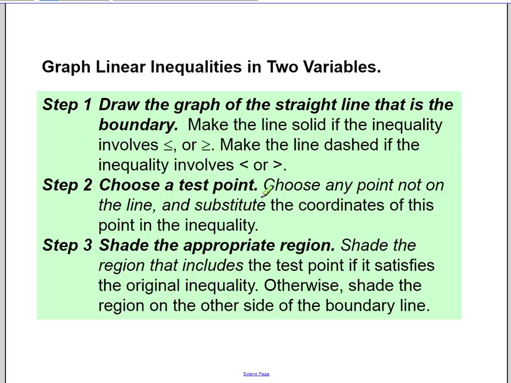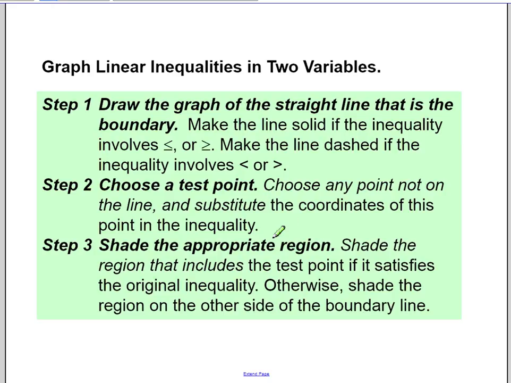Now, you want to choose any point that's not on the line and substitute the coordinates of this point into the inequality. And one point, which I tend to choose most often, is the origin. And the origin coordinates are 0, 0. So you would plug in 0 for x and 0 for y and determine if the inequality is true. And the only time you don't want to choose the origin is if the line actually goes through the origin. So you would have to pick an alternate point.